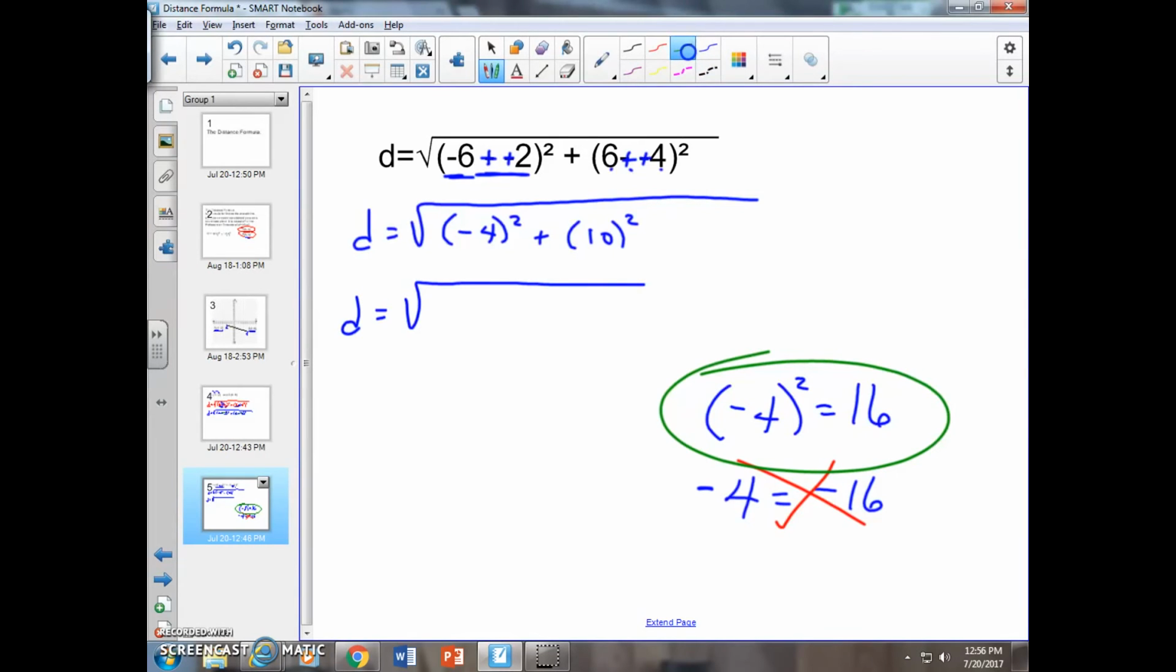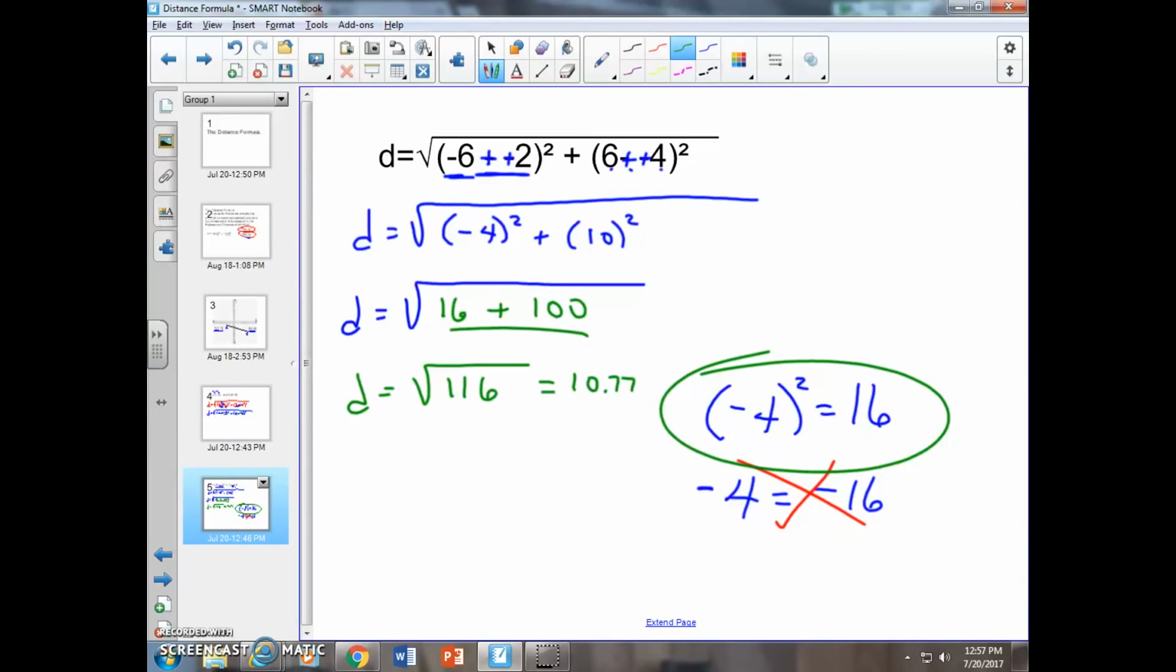So, negative 4 squared is 16. 10 squared is 100. I don't have any more parentheses, so I can just add them together. The square root of 116. Now, depending on what class you're in, you could then go to your calculator, take the square root of 116, and some teachers might say, okay, tell me it's 10.77. That might be good enough.